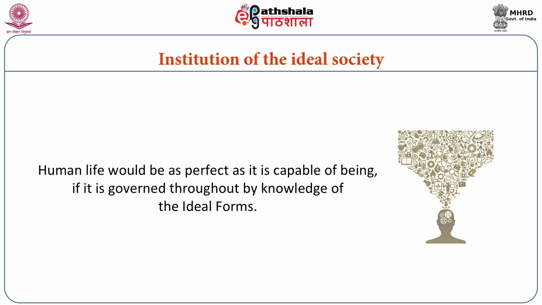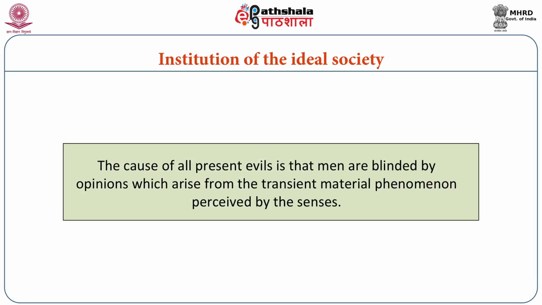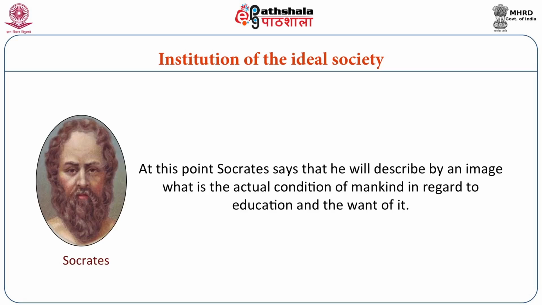According to Plato, human life would be perfect if it were lived according to the ideal forms. The cause of all evils, of course, is that men are blinded and that they do not have knowledge of the ideal forms. They are attracted by the transient phenomenon of the world. And at this point, Socrates wishes to explain with an image what is the actual condition of mankind in regard to education and the lack of it. That is, the lack of the idea of the ideal forms.